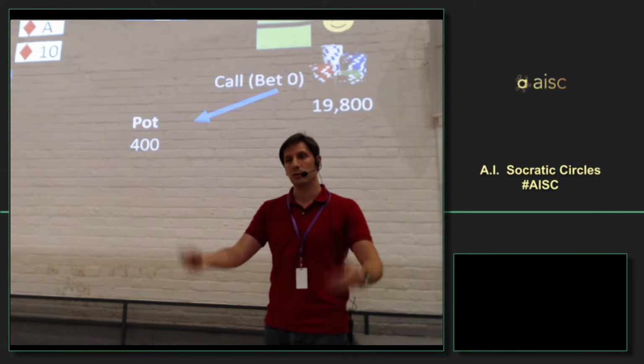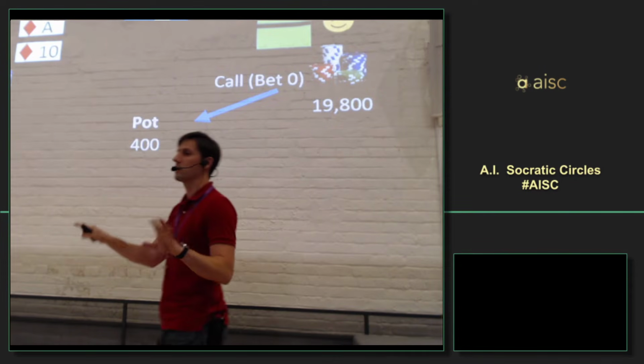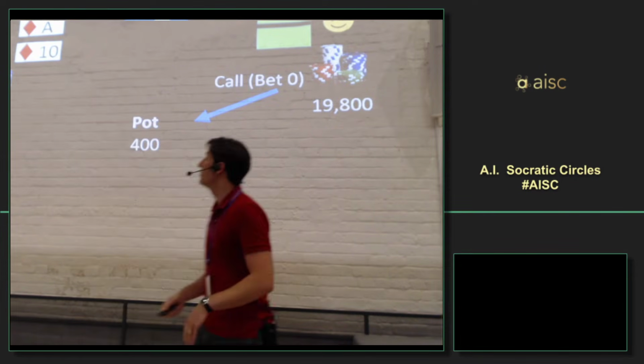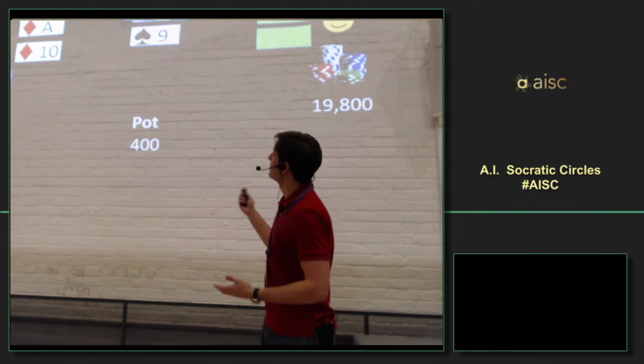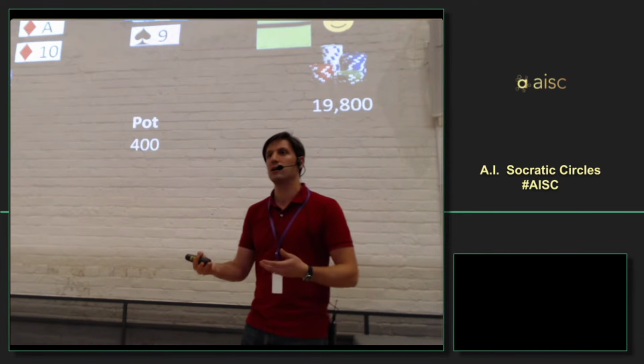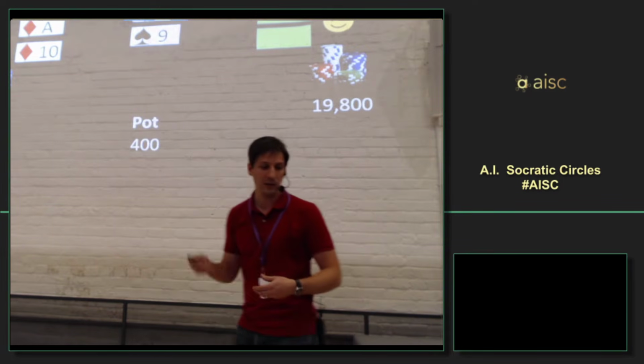The opponent can then respond with a bet. In this case, they're saying I'm not going to bet at all. That's fine. Then we get a new set of 3 cards being revealed, which is called a flop.